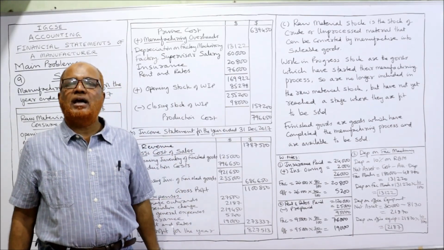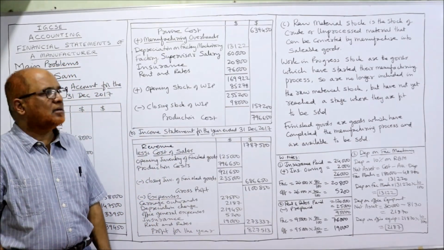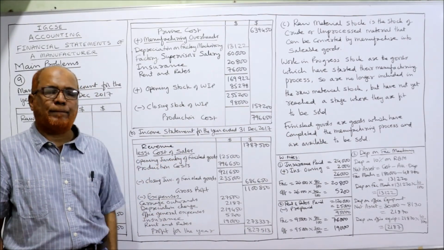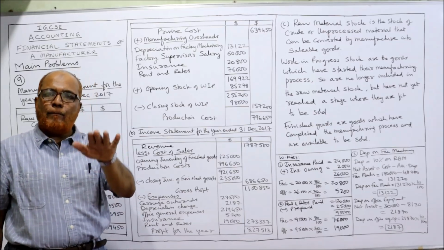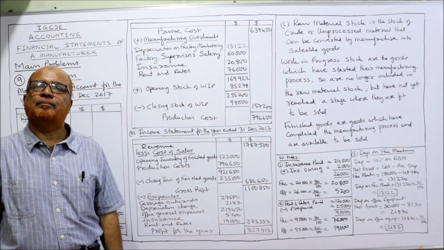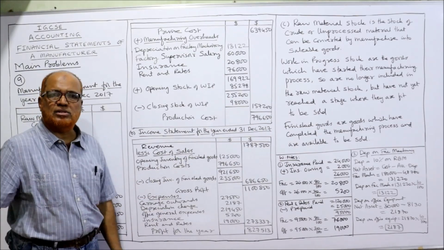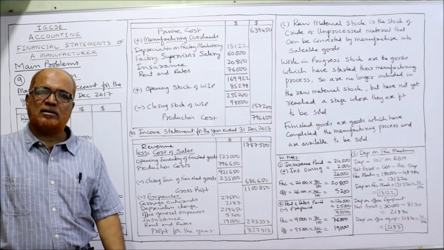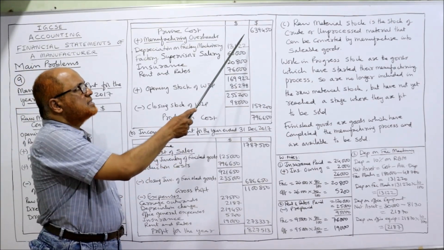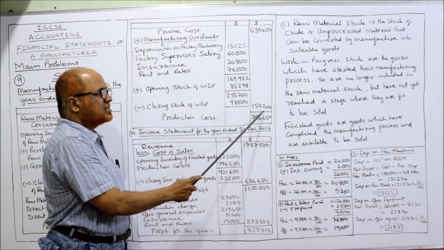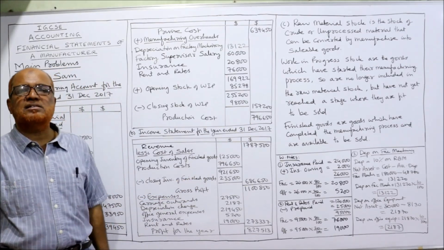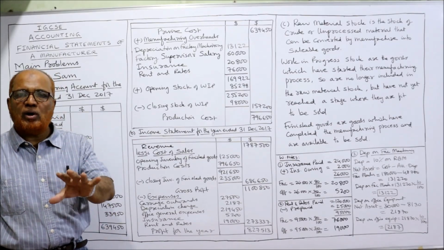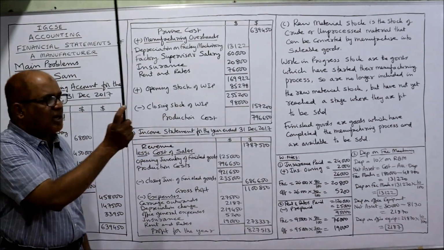Add opening inventory of work in progress, WIP, 85,278. Given, add up, 255,200 minus closing inventory of WIP, 98,000. Subtract, we'll get 157,200. These are the manufacturing overhead. Now you add up 639,450 plus 157,200, 7,96,650. This is the production cost. So you have completed one account, that is manufacturing account.